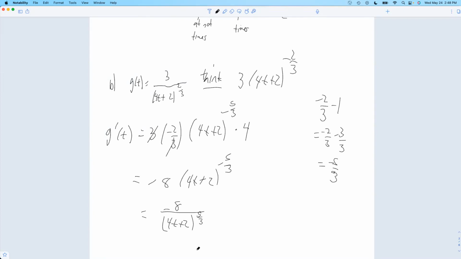And then if we wanted to, remember, a rational exponent just means you're doing a power and a root. We could, if we wanted to, rewrite this as the cube root of 4t plus 2, and then once we do that, we take that all to the 5th power. But honestly, I was happy when we got here. It's a good place to stop there.